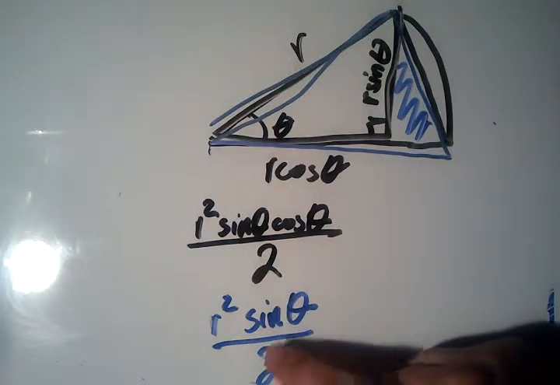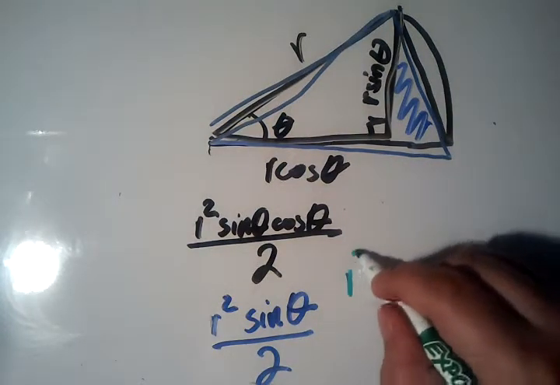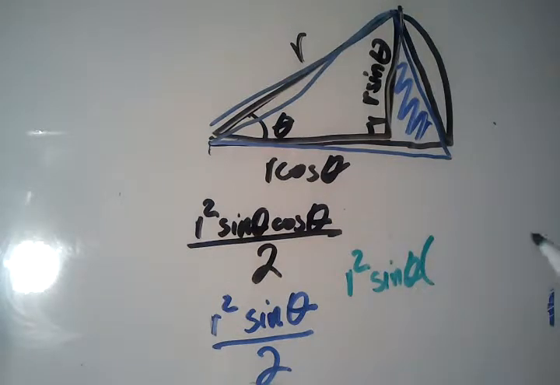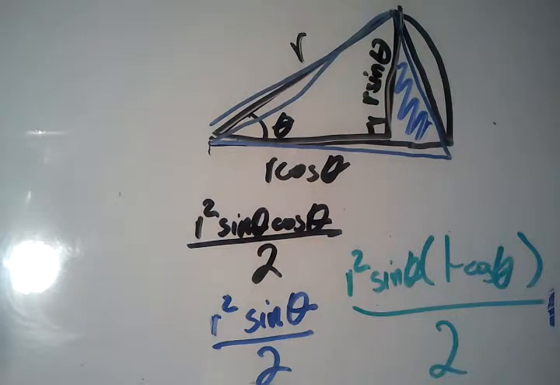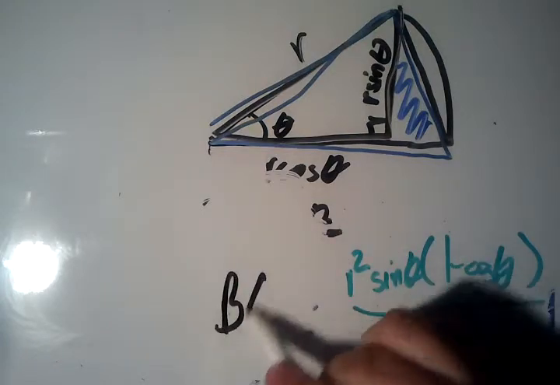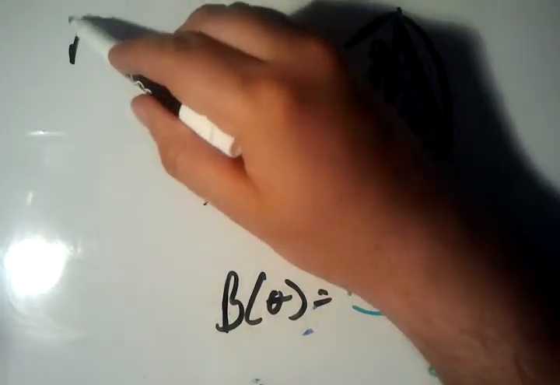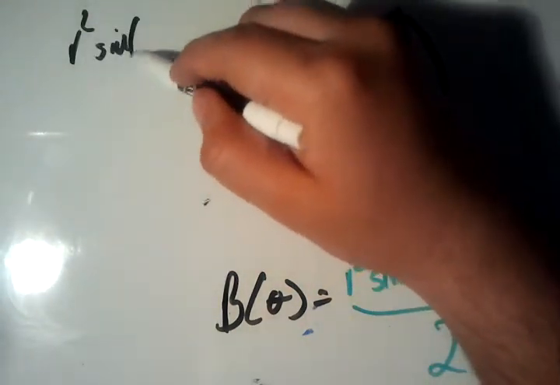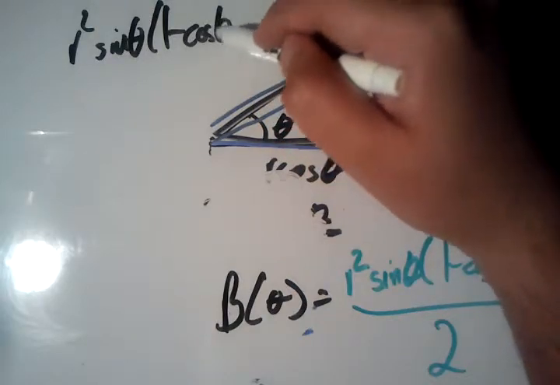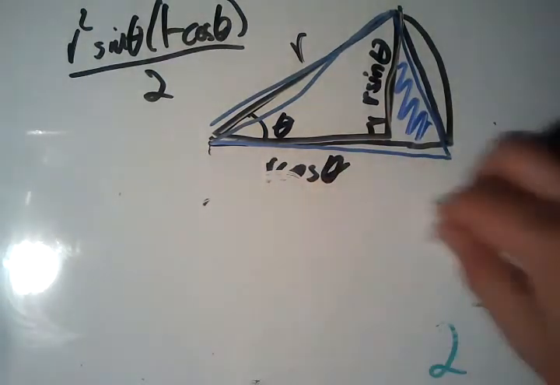So r squared sine theta over 2 minus r squared sine theta cosine theta over 2. We can write it pretty compactly: r squared sine theta times 1 minus cosine theta all over 2. And that is our B of theta. So let's write that result up here and keep it: r squared sine theta times 1 minus cosine theta over 2. We'll keep that result up there, and then we'll solve for A of theta.